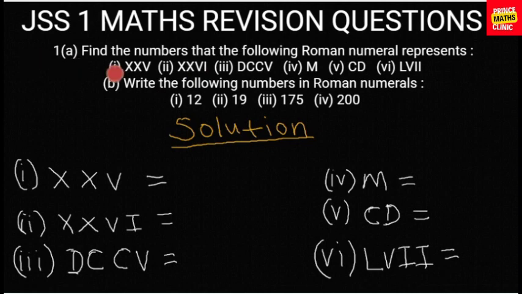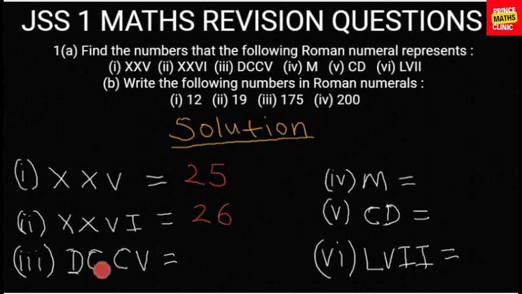X, as we know, means 10. V is 5. So if you add 10 plus 10 plus 5, what would you have? 10 plus 10 is 20. 20 plus 5 is 25. So I'll write 25 here. That is the answer. This is 10 plus 10, which is 20. Then when you have a smaller number after a bigger number, you add it as well. So this is 20 plus 5 is 25, plus 1 is 26. So this is 26. Good.